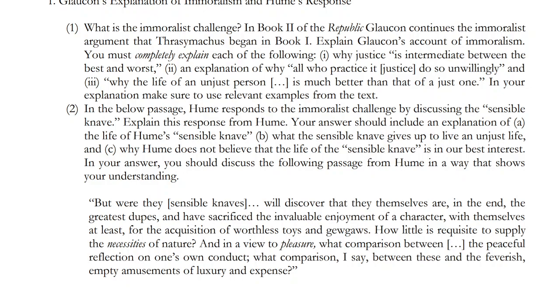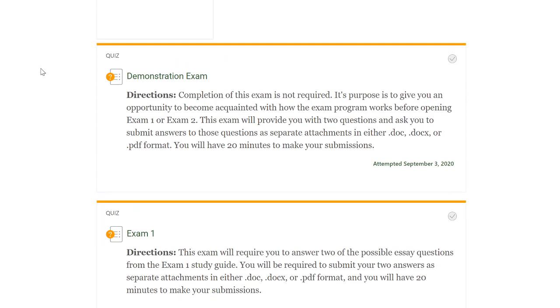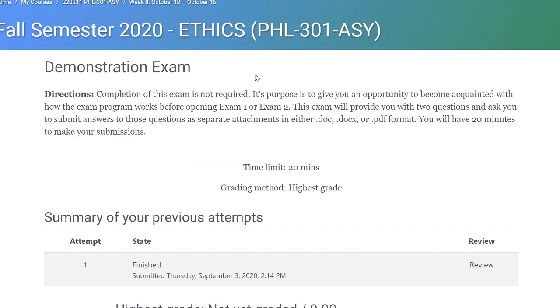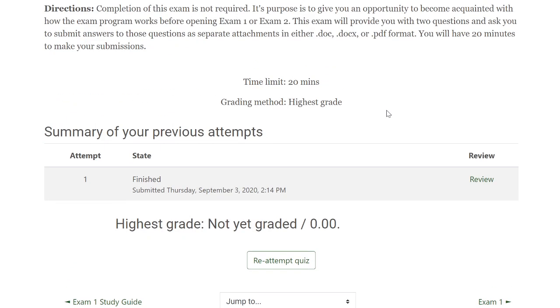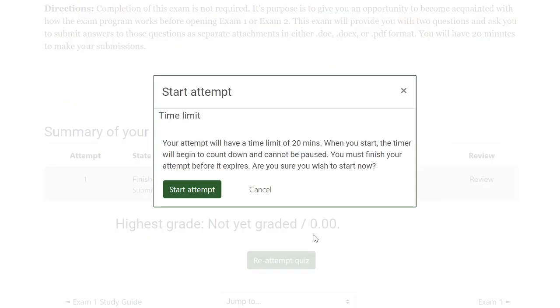The last thing I want to do is take you through this demonstration exam and show you the nuts and bolts of how the program works. So we'll click on the link for this demonstration exam. I already did one of these just before, so it shows I've had an attempt already, but we'll do a reattempt so that I can show you. The first thing that comes up says you're going to start the exam, you have a time limit of 20 minutes, you'll get a timer to count down, and it asks you to confirm you want to start. And again, I know I've said it a million times, but I really cannot stress enough: before you click that start attempt button, please make sure you have answers to all the possible essay questions written out.